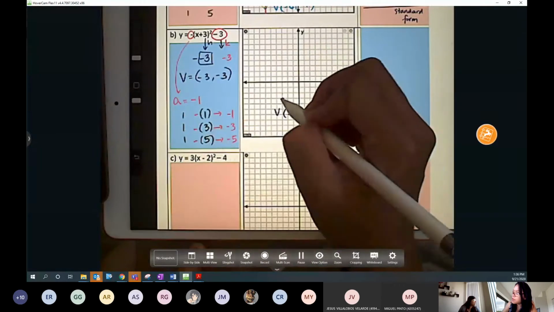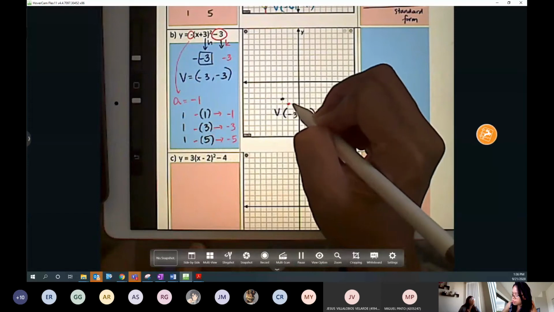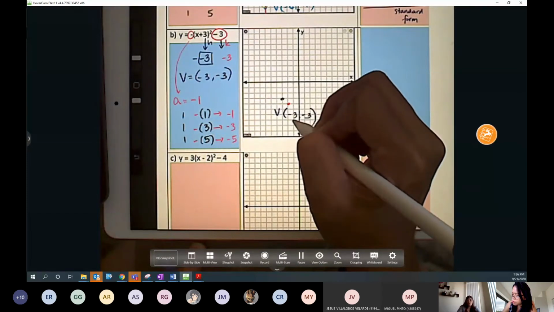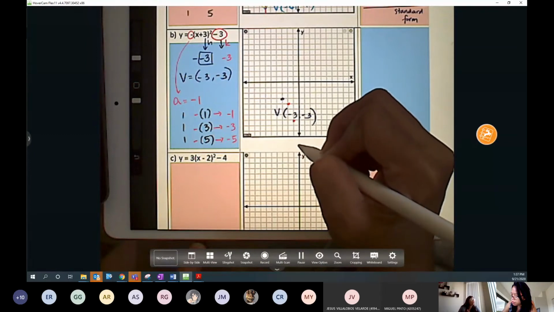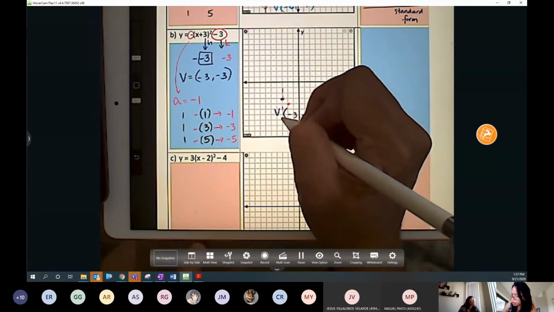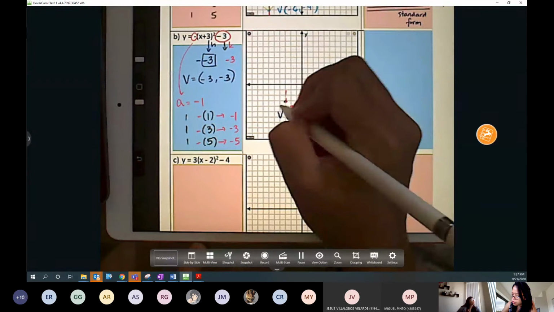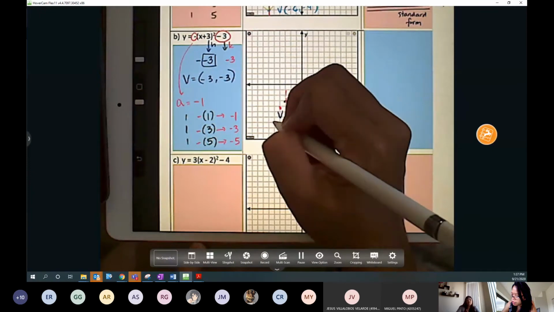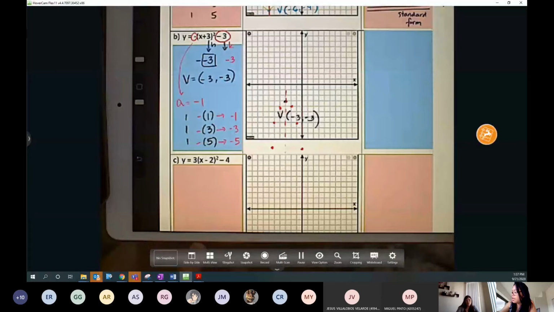Okay, so from the vertex, 1 to the side, 1 down. 1 to the side, 3 down. 1 to the side, 1, 2, 3, 4, 5, somewhere here. And okay, do the same on the other side of the axis of symmetry. And that's how you're going to be graphing.